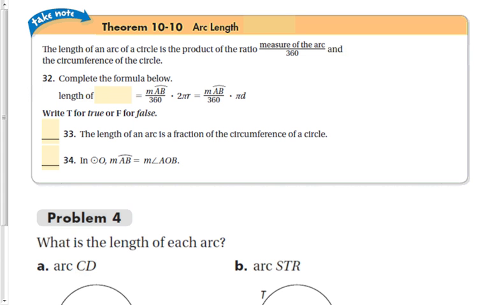All right, so finding the arc length. Now, arc length is different than the measure of an arc. The measure of an arc is degrees. The length of an arc is the length as far as like a straight line. So like how many feet long is it? And it's actually part of the circumference. So the formula is you take the product of the measure of the arc, which is the number of degrees of the arc, divided by 360, and the circumference of the circle. So go ahead and fill in 32 through 34.